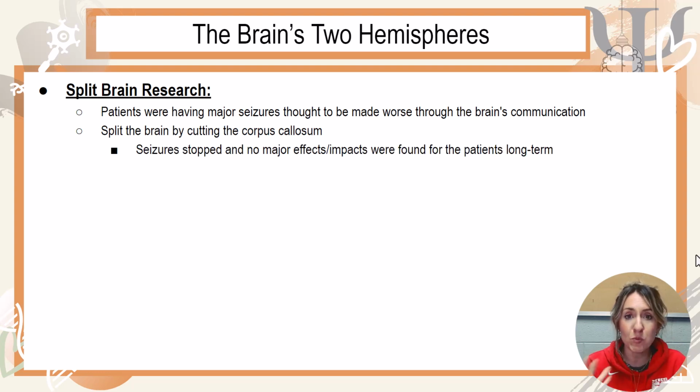What they found is when they split the corpus callosum, the seizures stopped and no major effects were found for the patients long term. There were some weird things that kept happening in the beginning with the right and the left hand, because remember the hemispheres were cut and so they weren't communicating quite properly or at all, but over the long term we didn't see any damage. So we thought, wow, this is great.